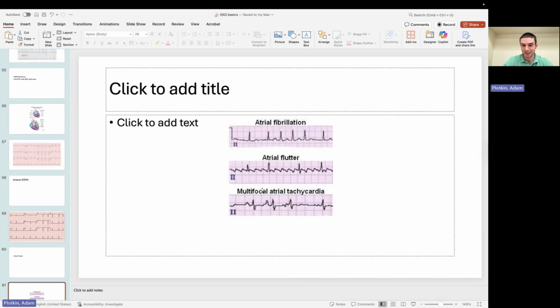And then I just showed you examples of AFib: irregular, no P waves. Atrial flutter: we got the nice sawtooth. And then multifocal atrial tachycardia. Look at how this P wave looks different than this one, looks different than this one, looks different than that one. So we have multiple P wave morphologies. That's classically seen in COPD, amongst other things.